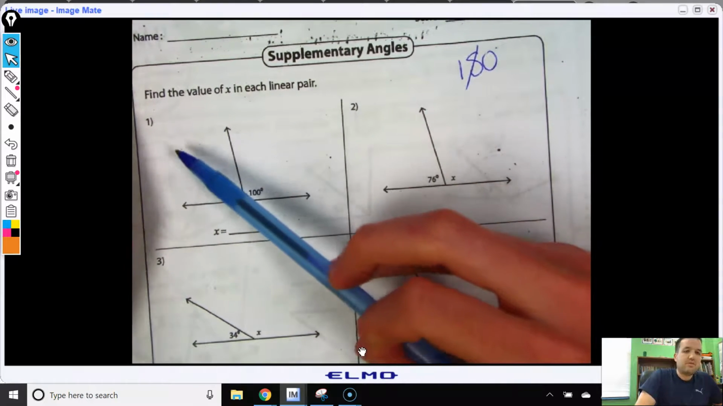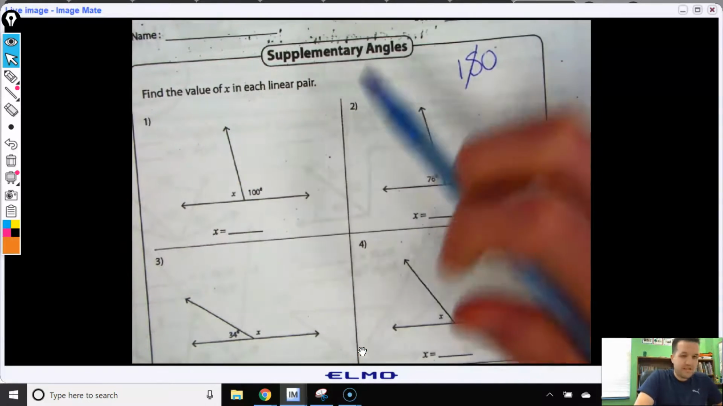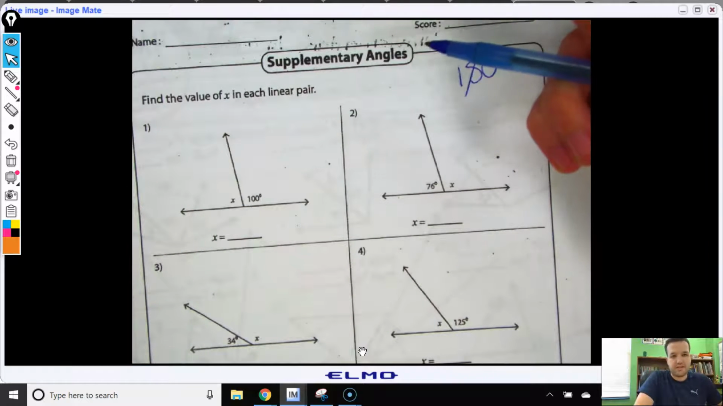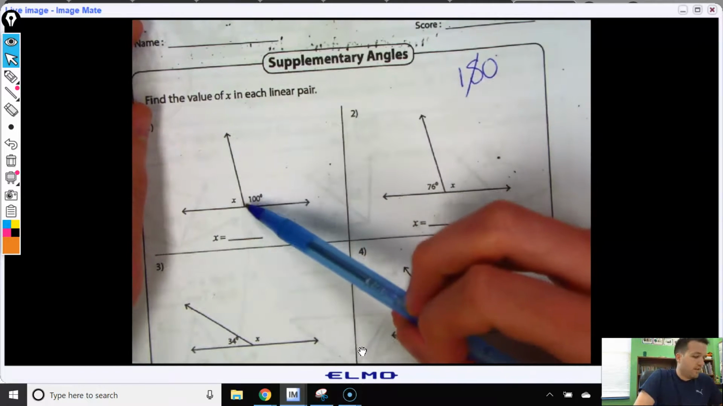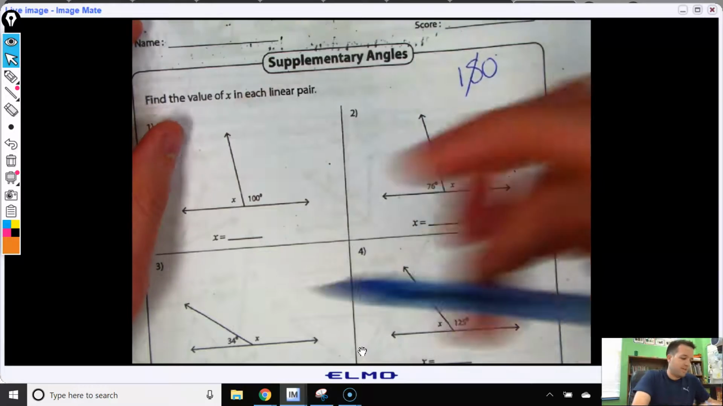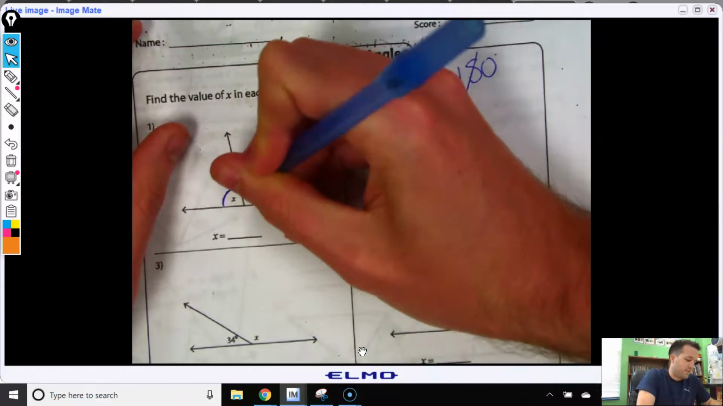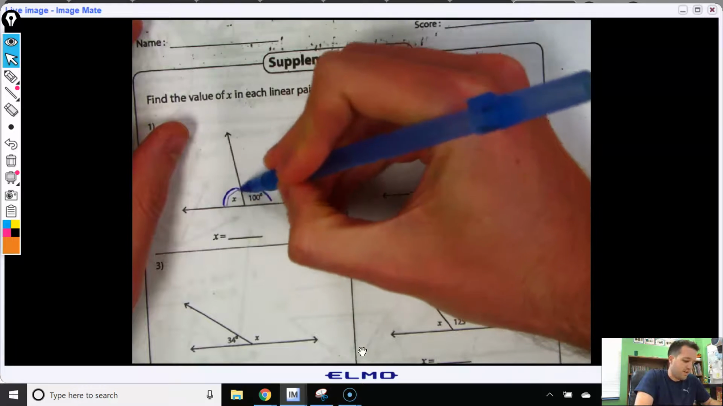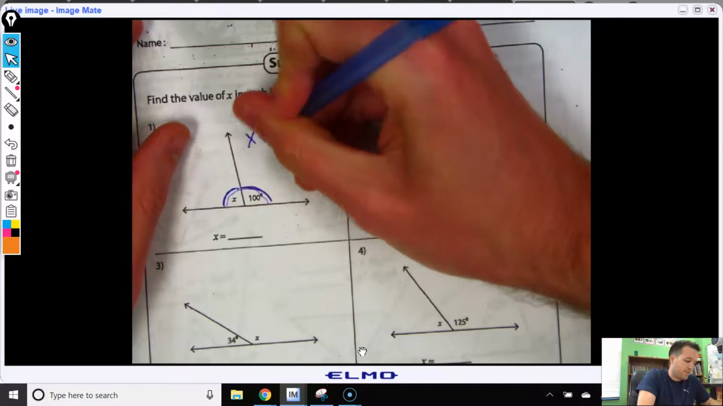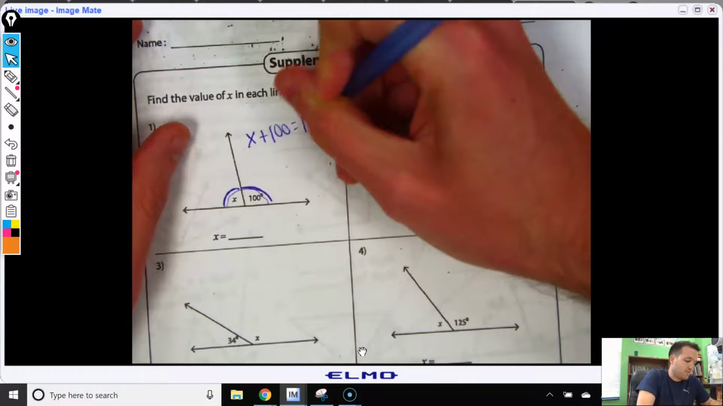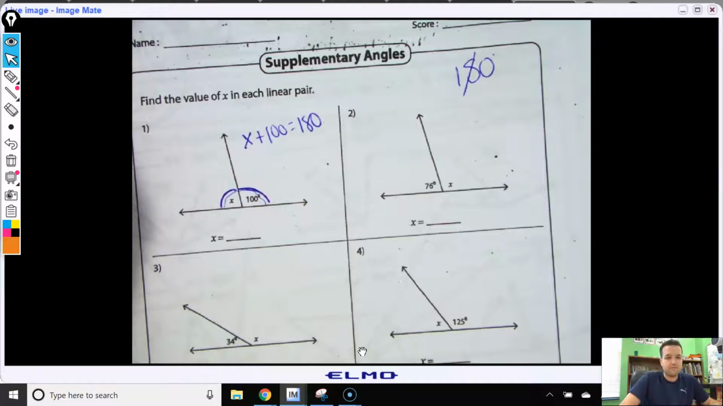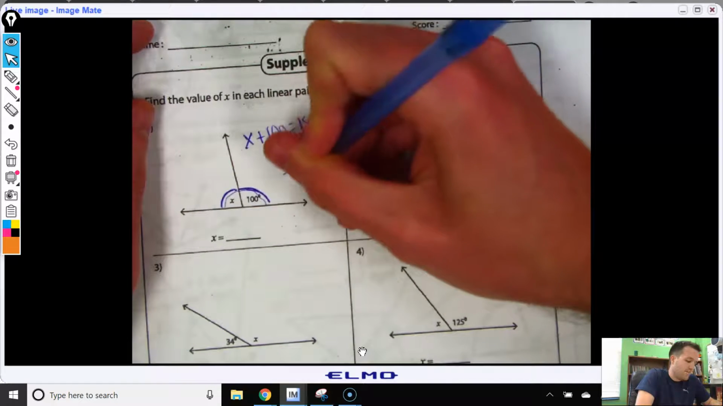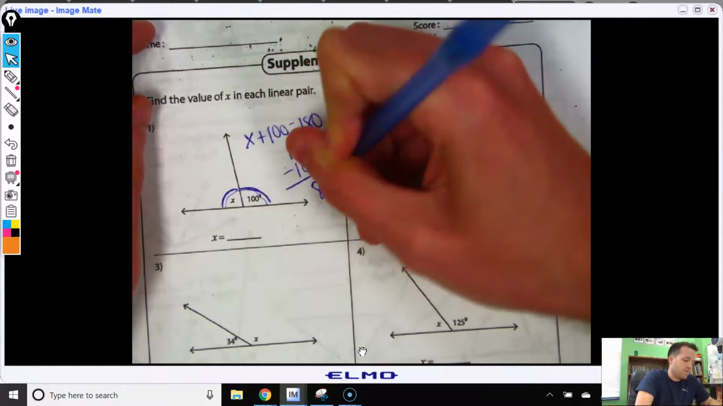So, what I want us to do is similar to what we did on page 18, we're going to write the equation, and then we're going to use subtraction to solve for x in each one of these, okay? So, angle x plus angle, or 100 degrees would give me a straight angle, right? So we would say x plus 100 equals 180 degrees. So we solve for x by doing the inverse operation. 180 minus 100 equals 80 degrees.